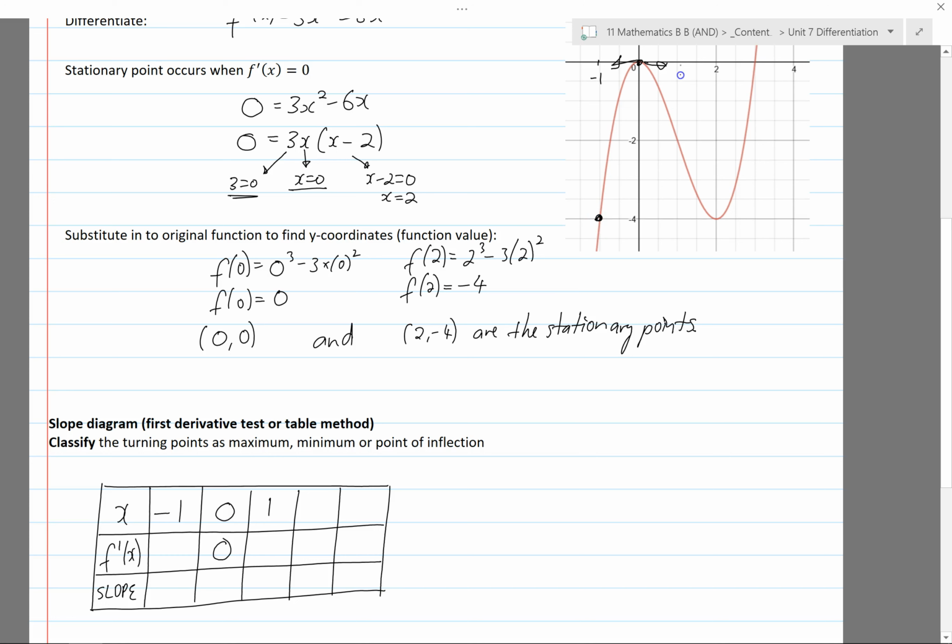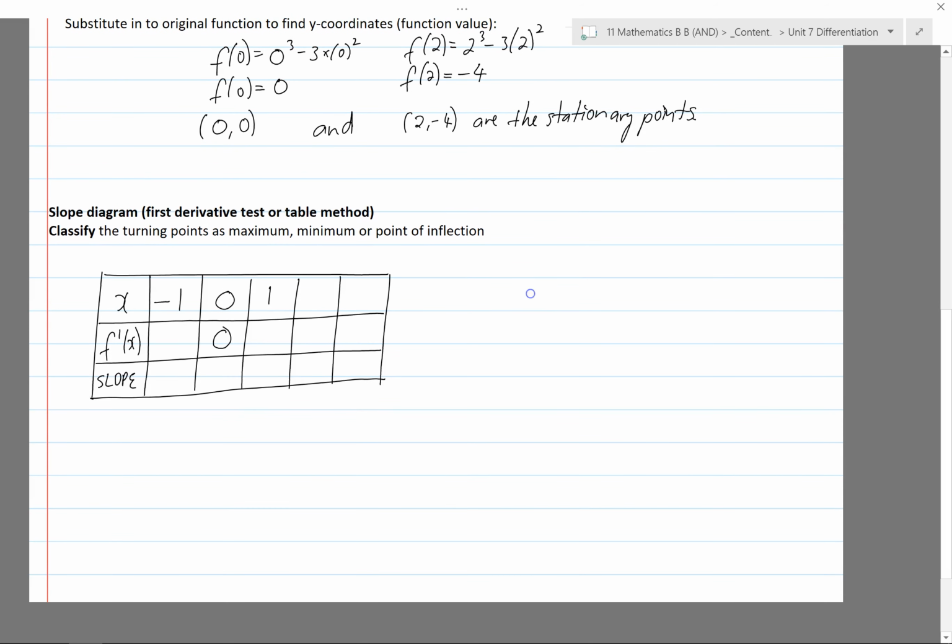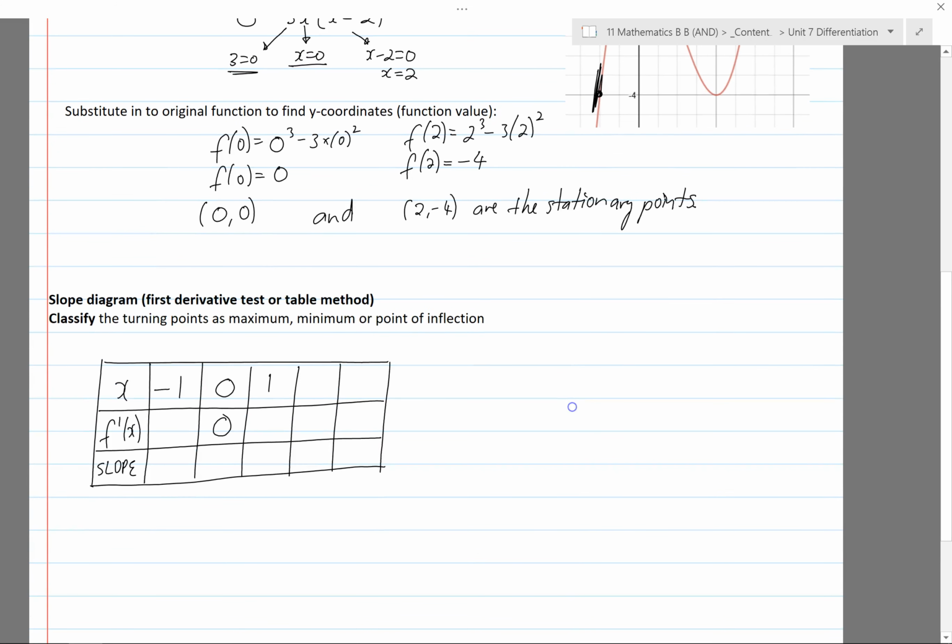So here's a point at -1, here's a point at 1, and I can see that the slope here is positive, the slope here is negative, and it's flat on top. So it's going to be a maximum, but I should be able to do that without looking at the graph at all. So in here, I'm going to find the slope at -1.